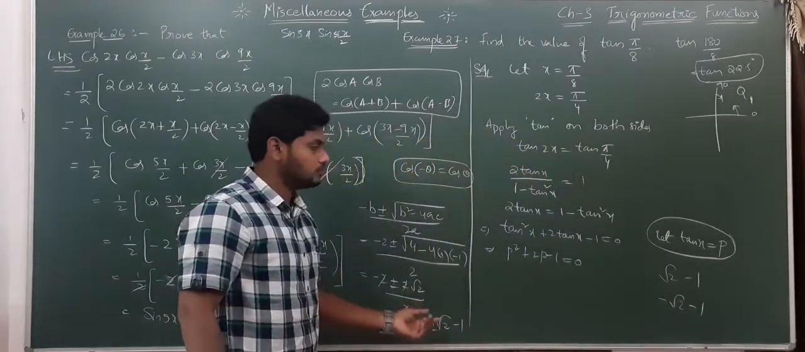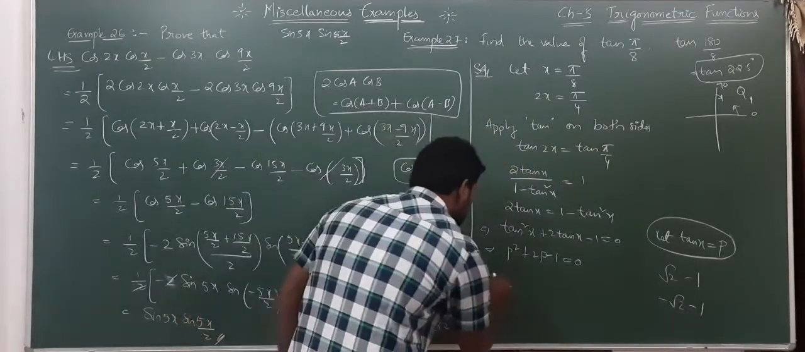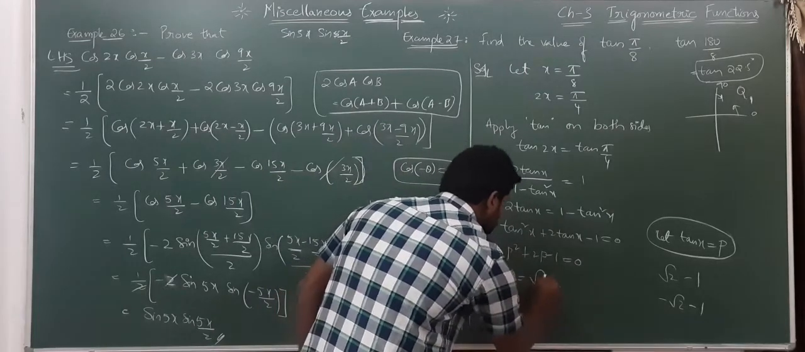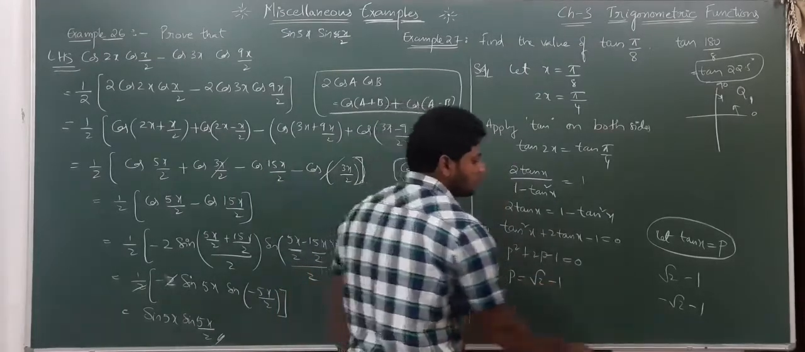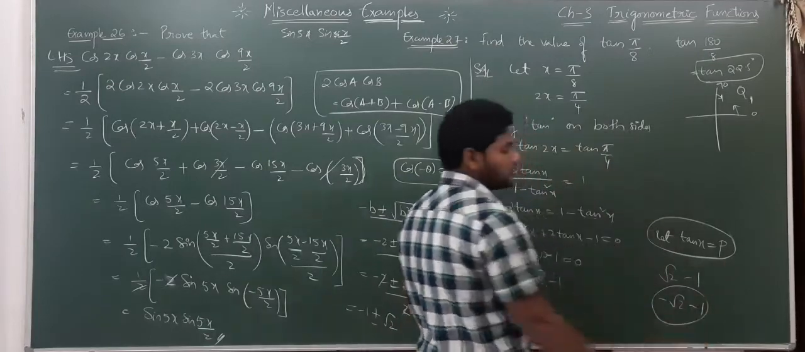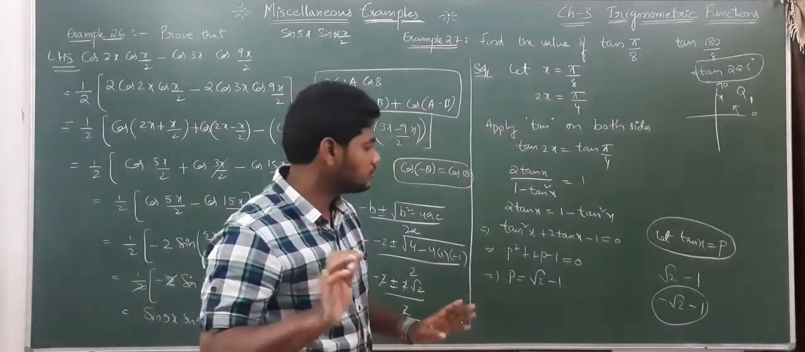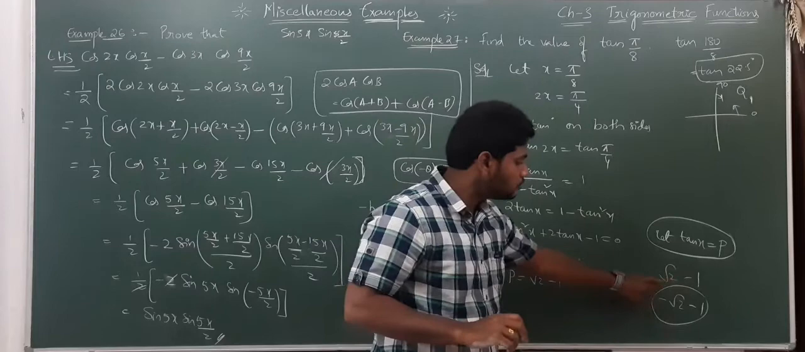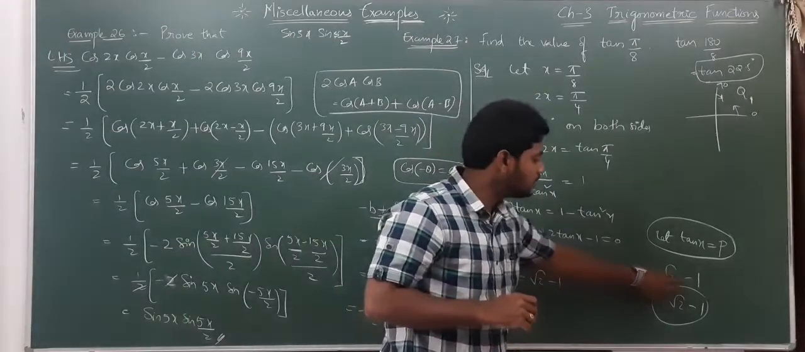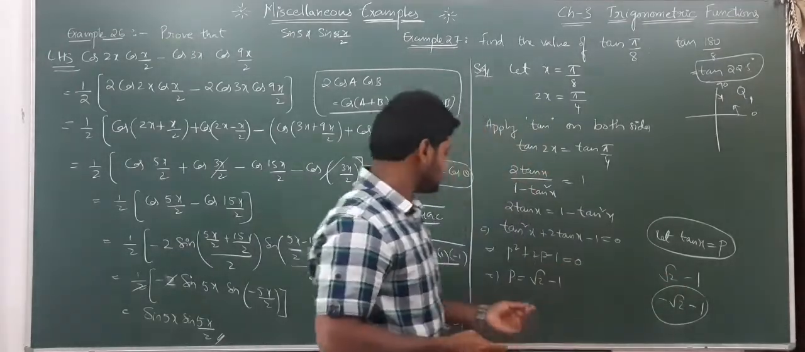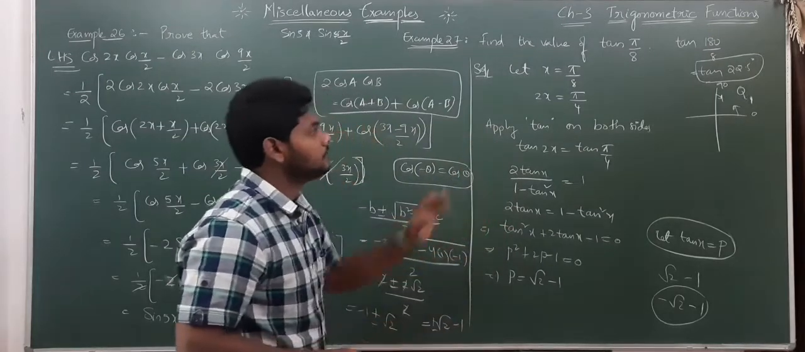So instead of these two, which value do we need to take? We need to take p equal to root 2 minus 1. We should not take the other one. Why? Because minus root 2 minus 1 will become a negative number. But for root 2 minus 1, root 2 is more than 1, so more than 1 minus 1, you will get a positive value. So that is the value of tan pi by 8.